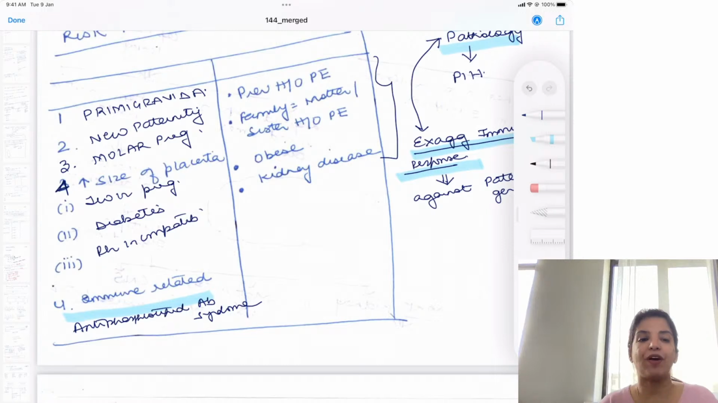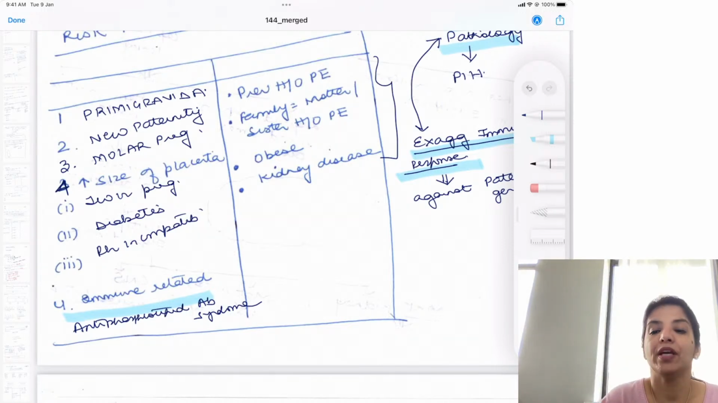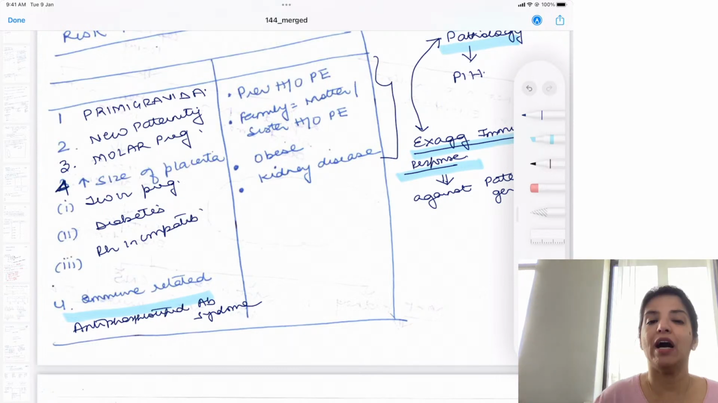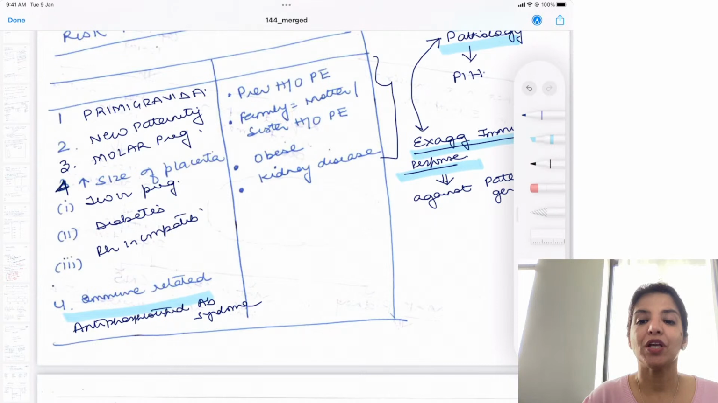Right? So the risk factors for PIH are, if the mother is getting exposed to paternal antigens for the first time, like primigravida, if she has a new partner, that is new paternity, if she is a case of molar pregnancy, or immune related problem like APLA, or if the size of the placenta is big like twin pregnancy, diabetes and RH incompatibility. So these are all reasons or risk factors for PIH.